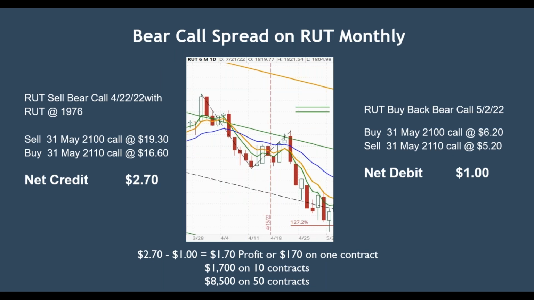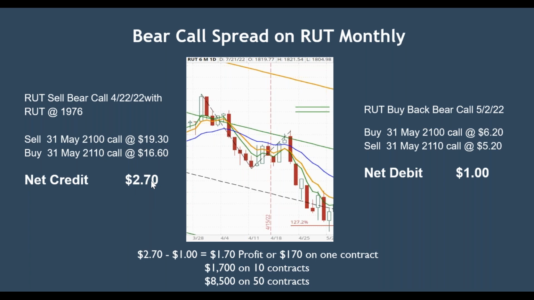Now, this was an actual trade we did back on April 22nd of this year. We put on a bear call, and we put it on right here. What we did is we sold the May 2100 call, and then we bought one 10 points further out of the money. So we're selling this, we're buying this, and we get a net credit of $2.70.